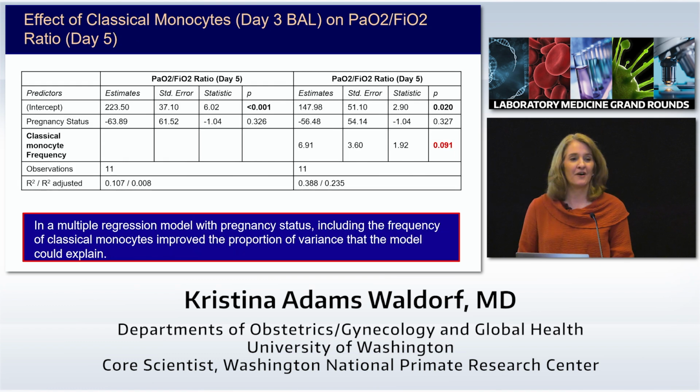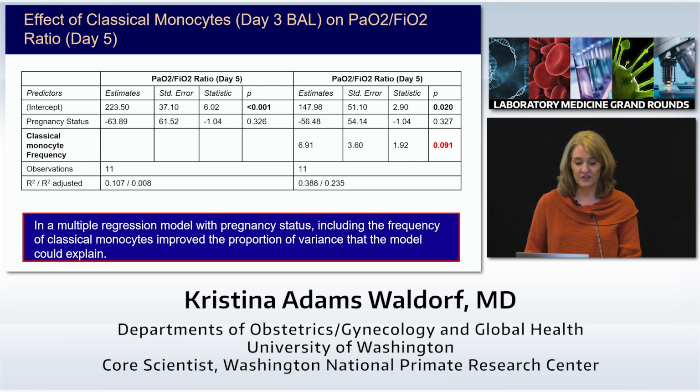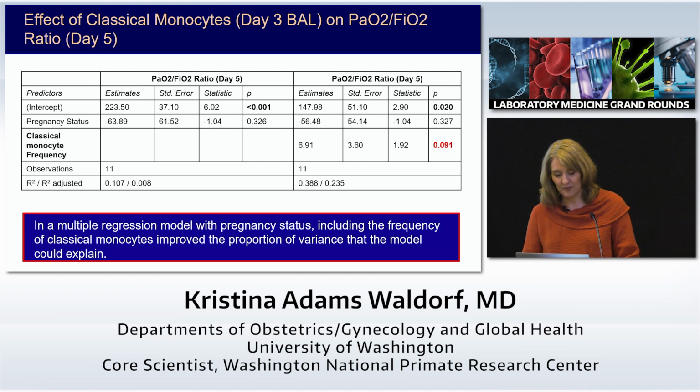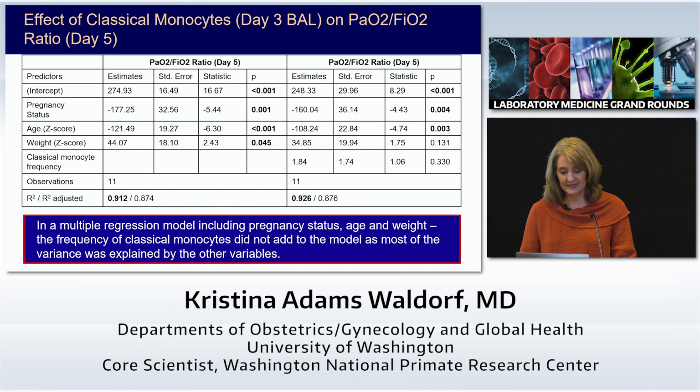The effect of classical monocytes was something that we looked at as well, for day 3 in the bronchoalveolar lavage, just as an example to see what would happen if we added in one immune cell subtype. Here we have a very simple model on the left with pregnancy status, and pregnancy status is not significant in this smaller model. But when we add in the classical monocyte frequency, pregnancy status gets a 0.09 p-value. So it helps to improve the proportion of variance, just with a single immune cell subtype.